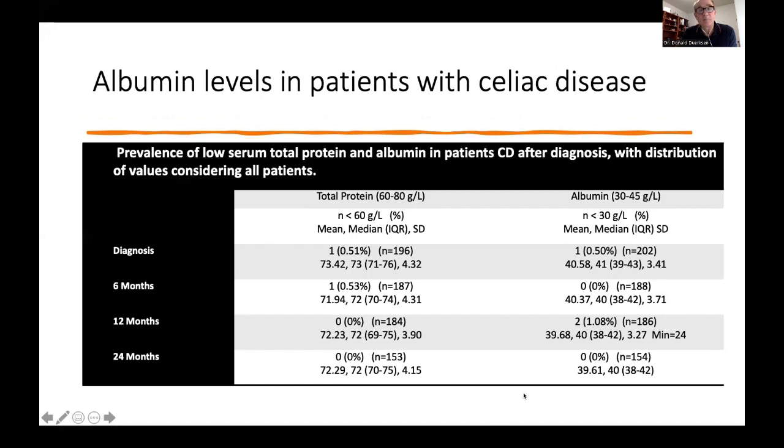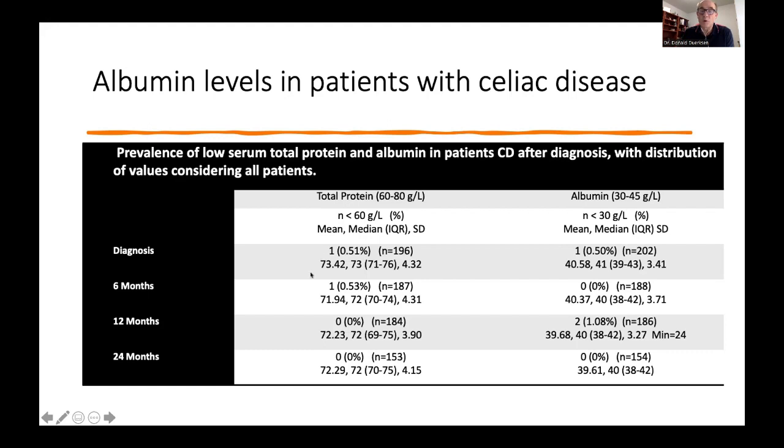This is data from our inception cohort of taking people at diagnosis, following them at 6 months, 12 months, and 24 months. And we measured both their total protein at baseline and their albumin. And if I just focus on the albumin at diagnosis, only one person had a low albumin, less than 30, and the mean albumin was 40. At 6 months, there was no one that had a low albumin. At 12 months, 2 people did, and at 24 months, no one did. And again, these abnormalities were not related to celiac, but to another condition.